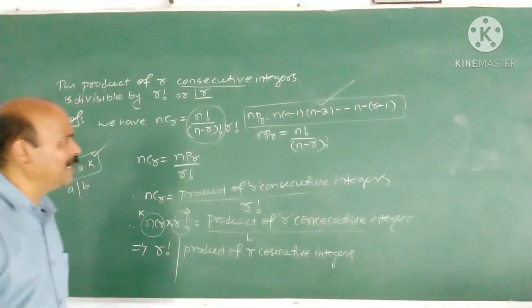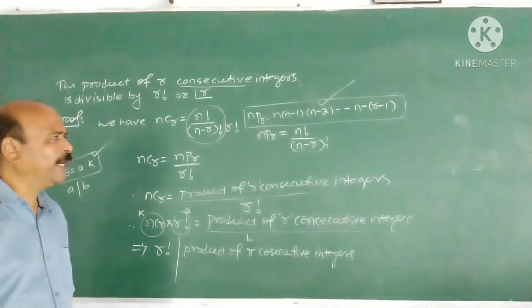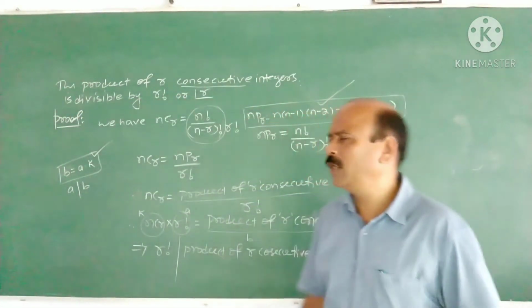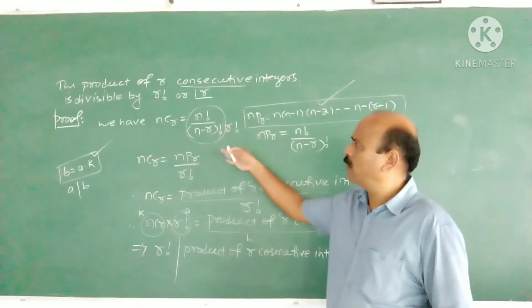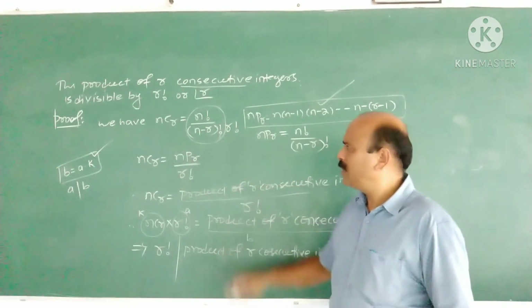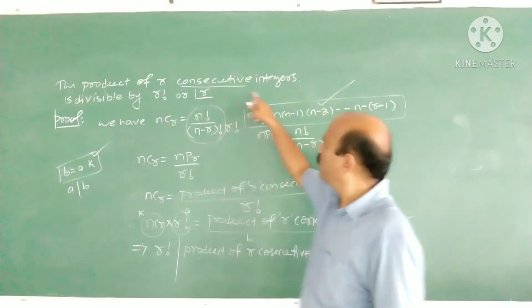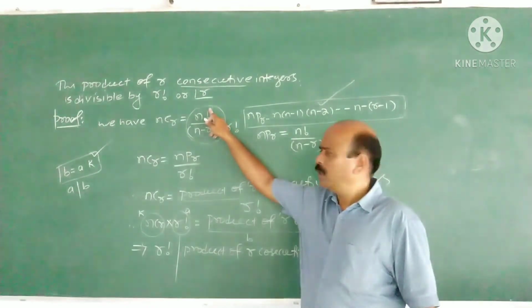This is a very simple and convincing proof. So I use this proof. There are many other proofs. You can go through different textbooks on number theory. You will find proofs for this one. I prefer this one. What is the theorem? Product of r consecutive integers is divisible by factorial r.